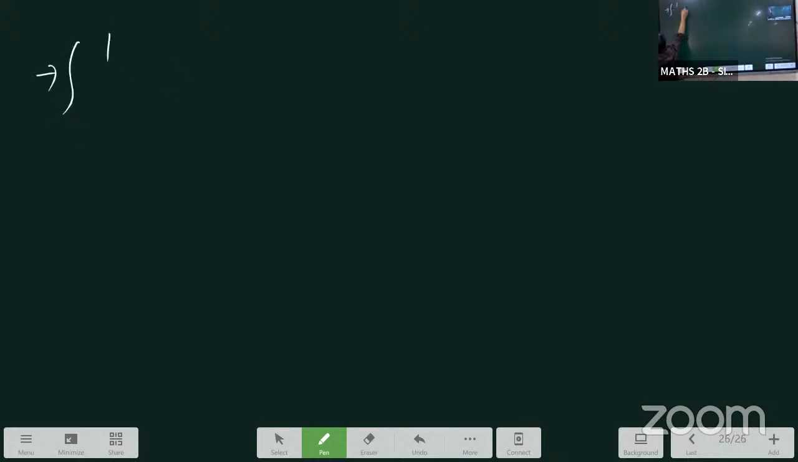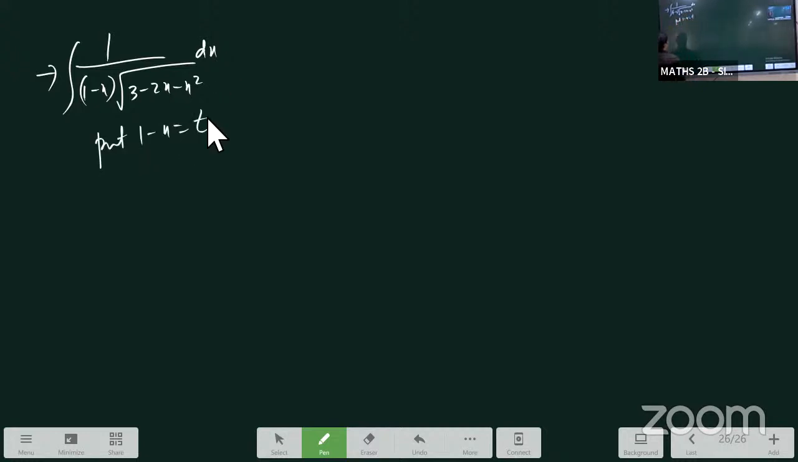Integration of 1 by (1 minus x) under root of 3 minus 2x minus x square dx. Same form, (px plus q) by under root of (ax square plus bx plus c). So put 1 minus x equal to 1 by t.